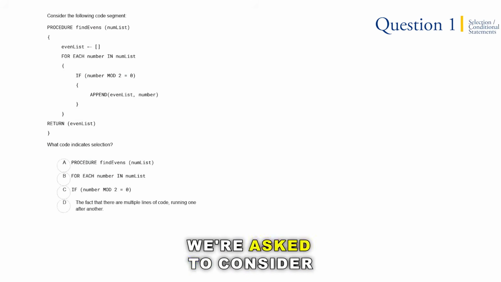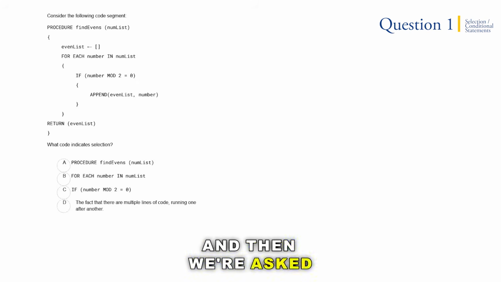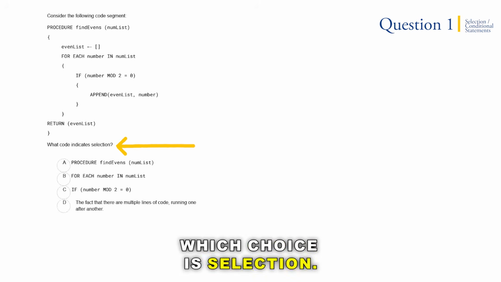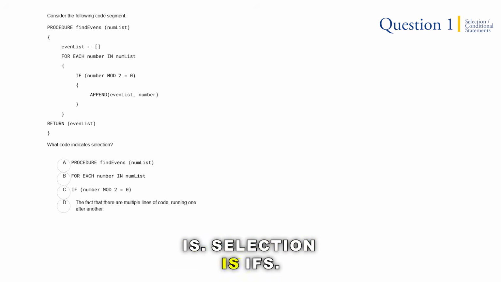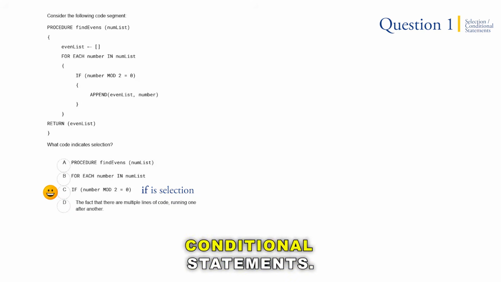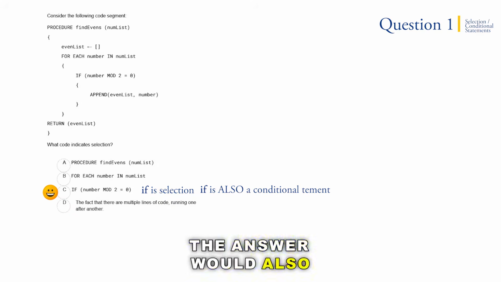Question 1. We're asked to consider the following code segment. We're given a procedure, and then we're asked which choice is selection. This question is really to prep you for the create task. To answer, you have to know what selection is. Selection is ifs, so the answer is C. If the question was about conditional statements, the answer would also be C.